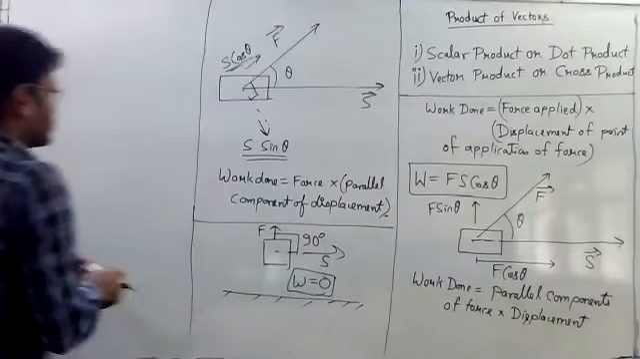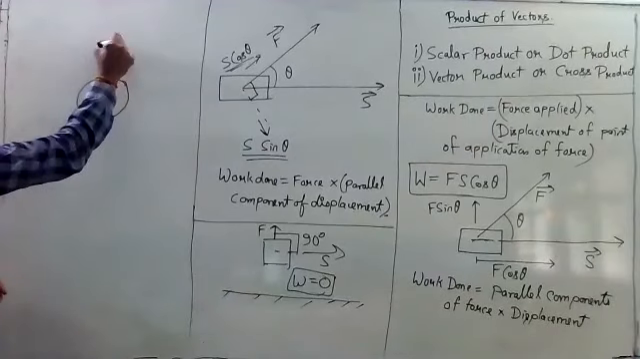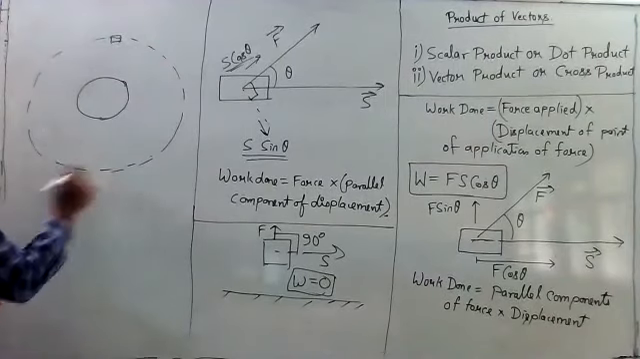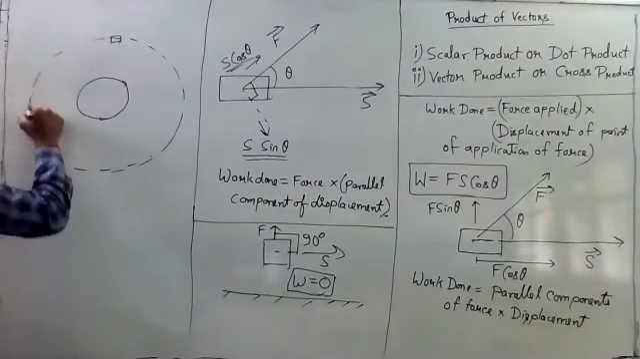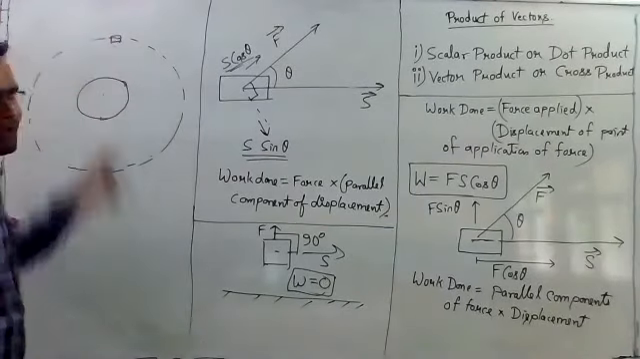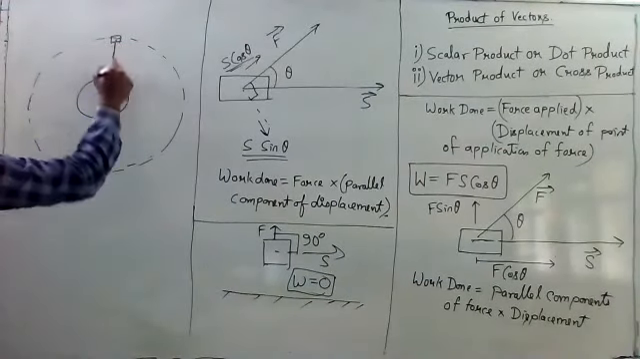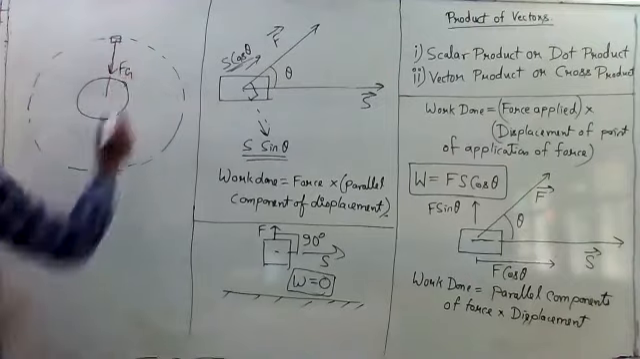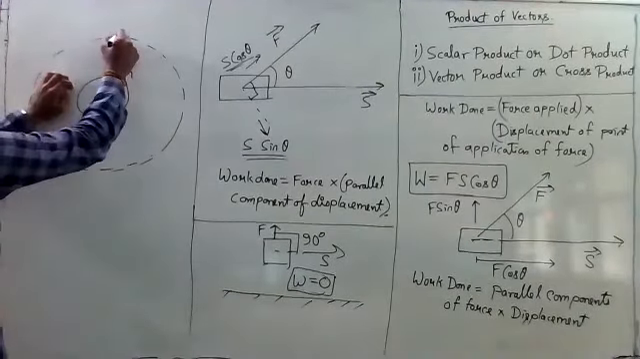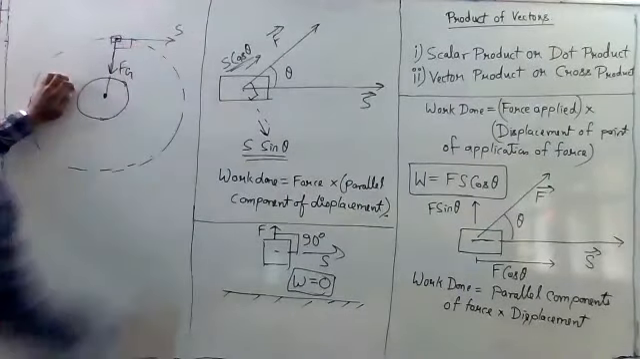Also, suppose this is Earth, and I am having a satellite which is revolving around the Earth in a perfectly circular orbit. In this case also, work done on the satellite by the force of gravity is zero. How is it? This is the force of gravity towards the center of the Earth. Gravity will always act towards the center of the Earth. And what is the displacement? If it is moving by a very small distance, its displacement is perpendicular to the force of gravity.